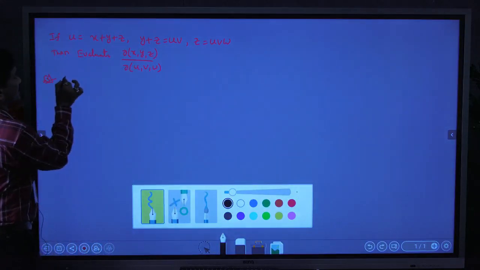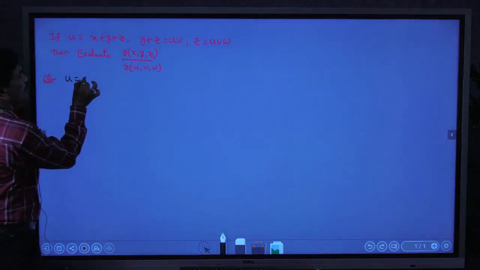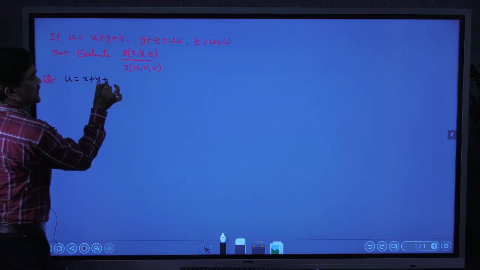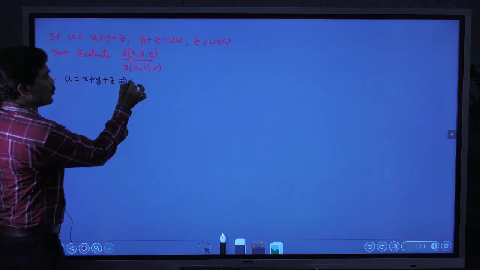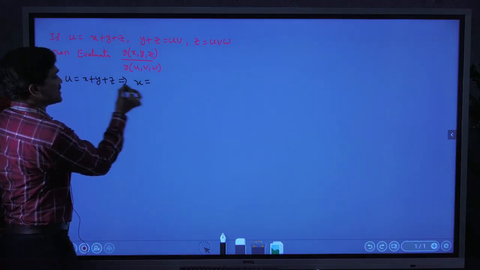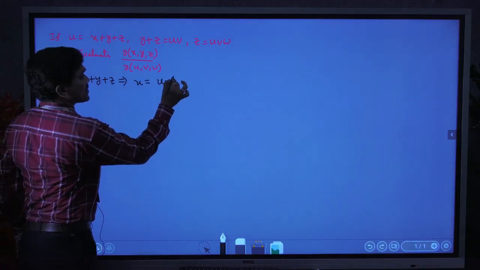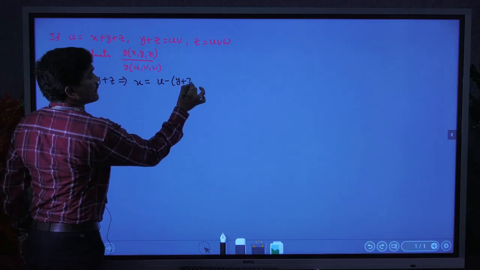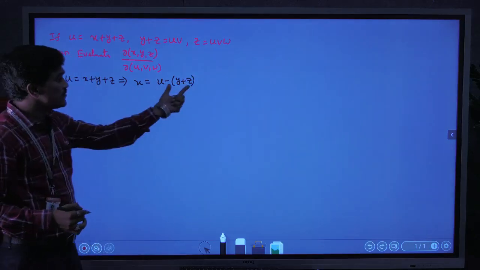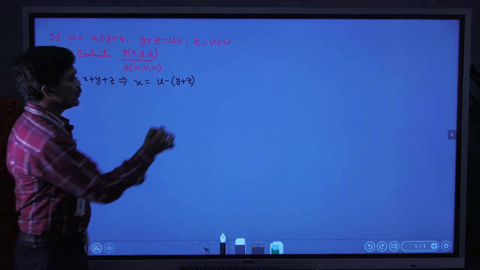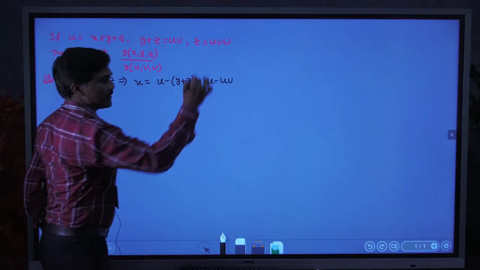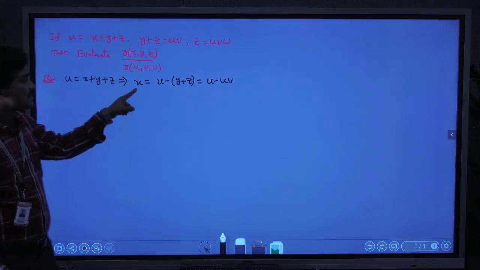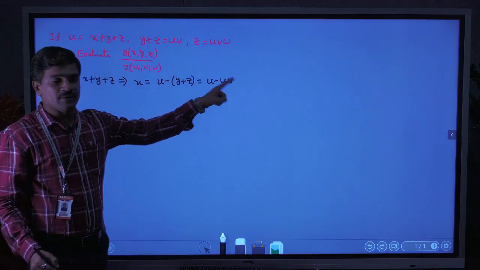Now write the solution, right? What is given here? u is equal to x plus y plus z. Now write this function: x is equal to, what is x? u minus (y plus z), right? What is y plus z? y plus z is uv. That's why we write u minus uv. So we get x as a function of u and v, right?